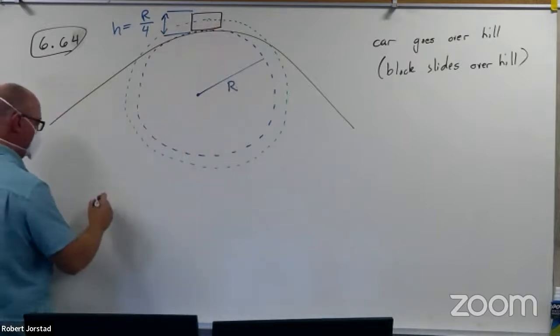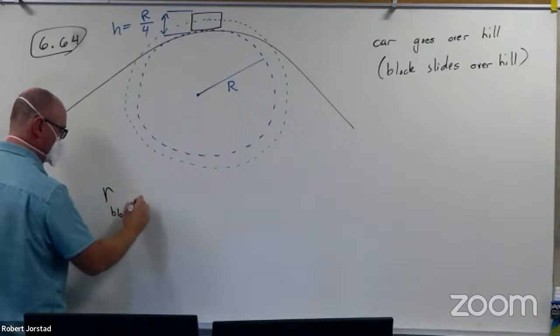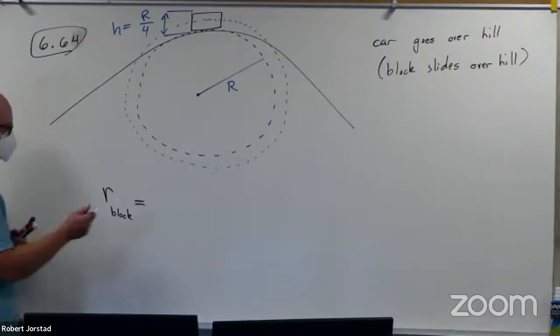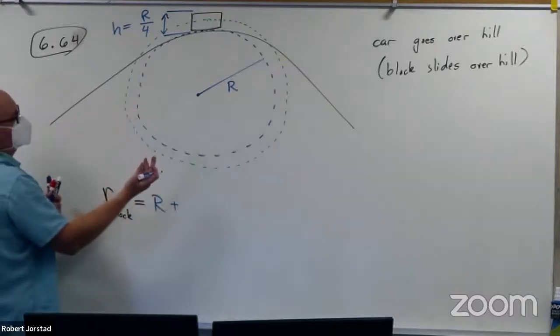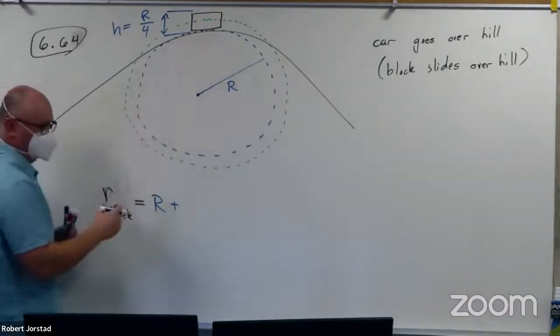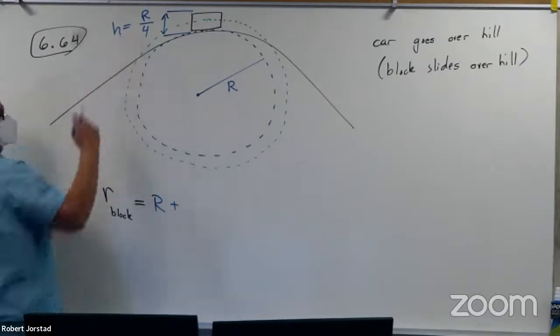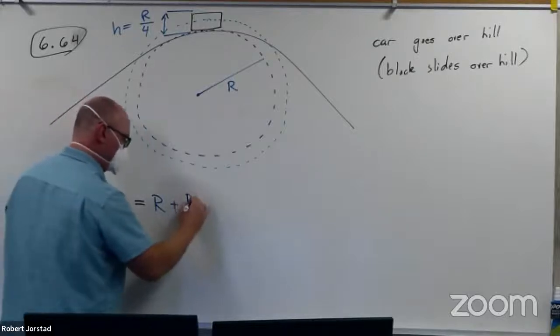So I'm going to use radius for the block is actually equal to what in this picture? Radius plus center of mass. Radius plus, and if it's assuming it's a uniform object, where is the center of mass in a block? At the middle or somewhere else? At the middle, so how much would I need to add of the height? R over 8.